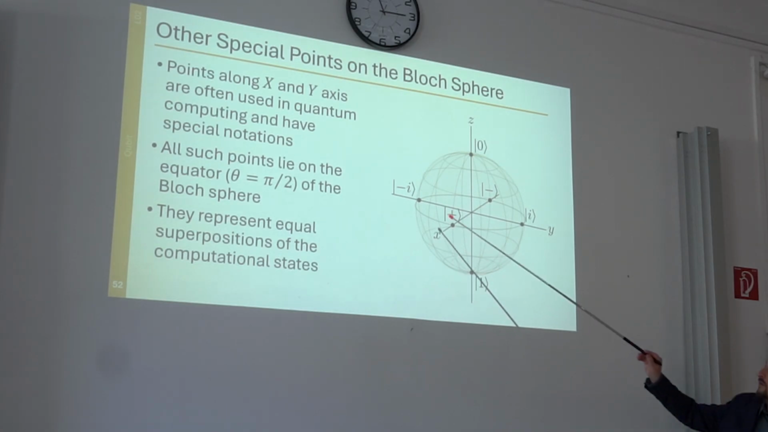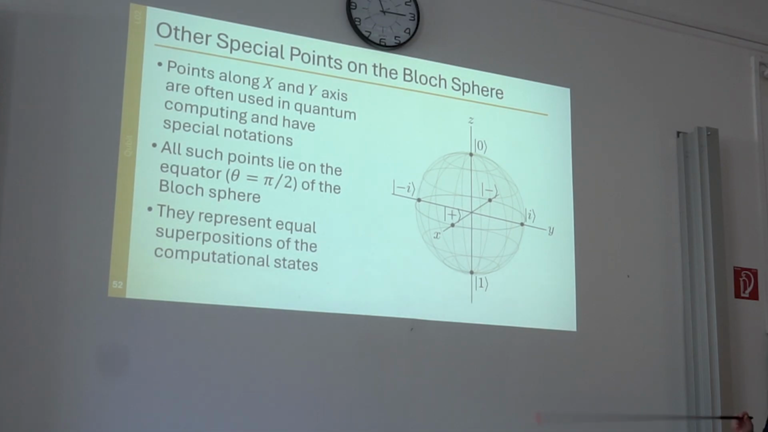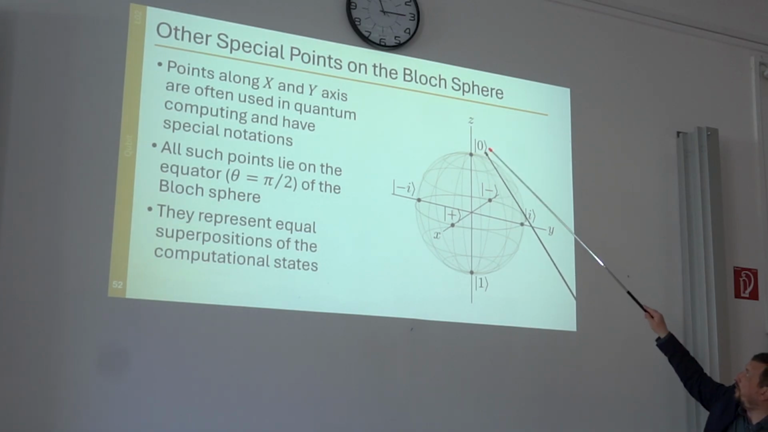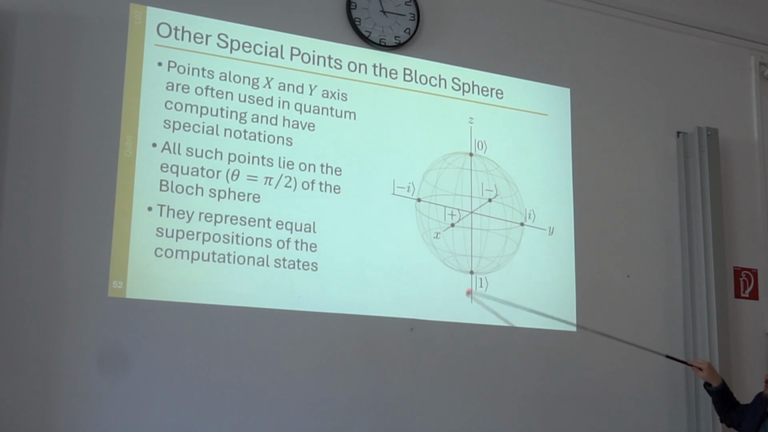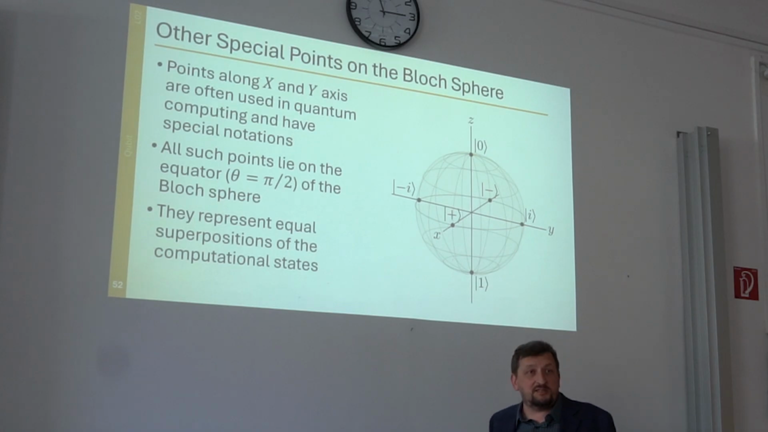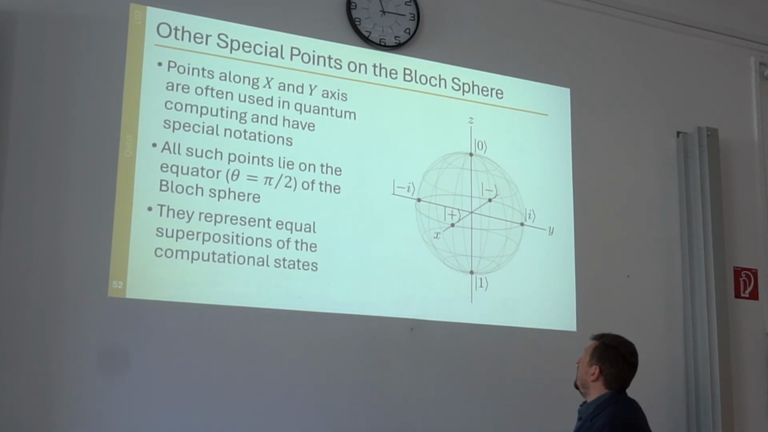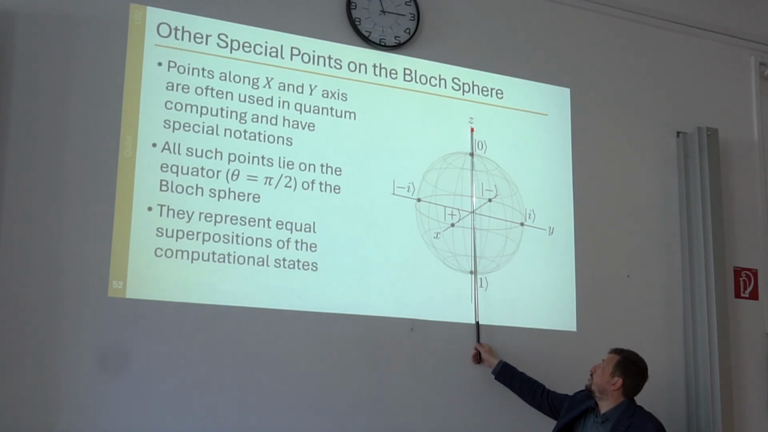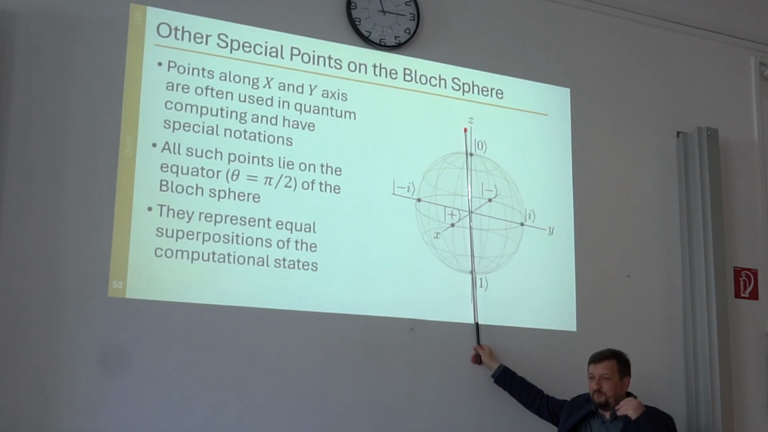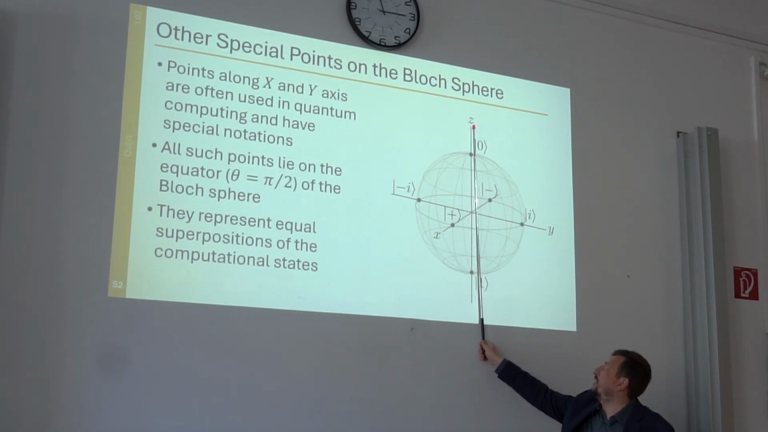What's the difference for different points? It's just the phase relation between the 0 and 1 components. Some of these special points have special notation. First of all, as you can see, 0 and 1 lie on the z-axis. So these two states are often called z-basis states, because this is the z-axis. It has some deeper relation to basis, but we will consider this later.